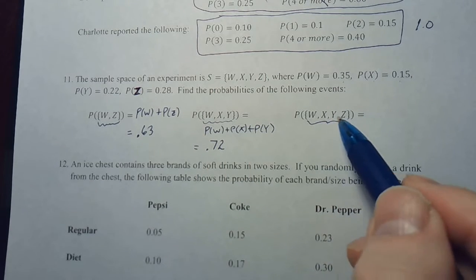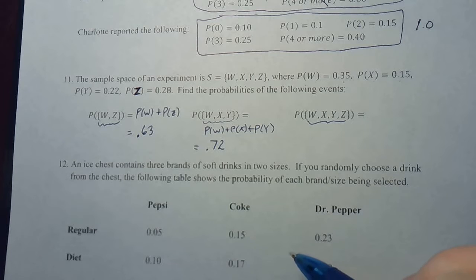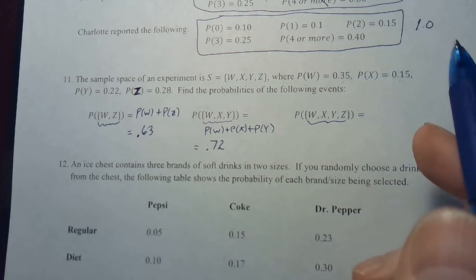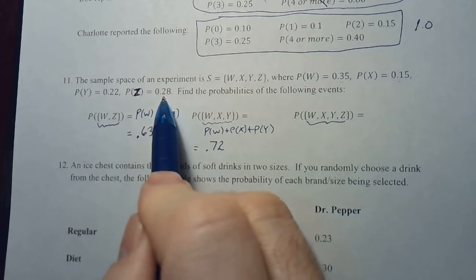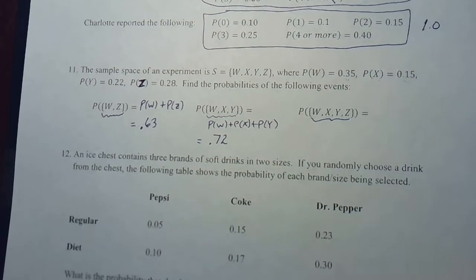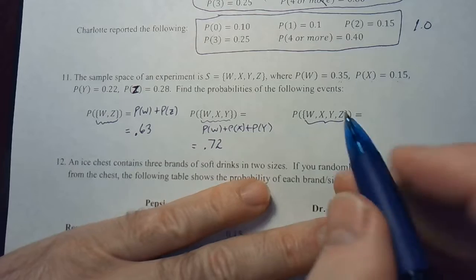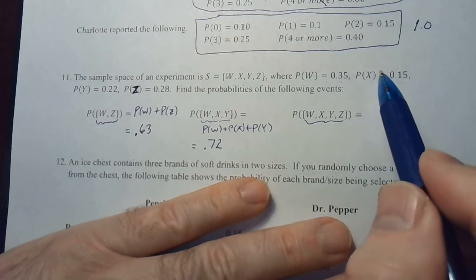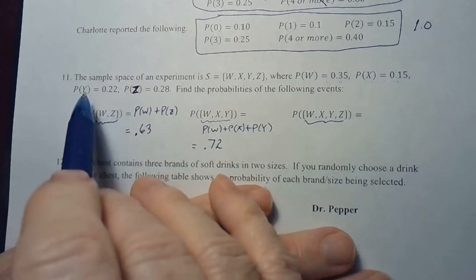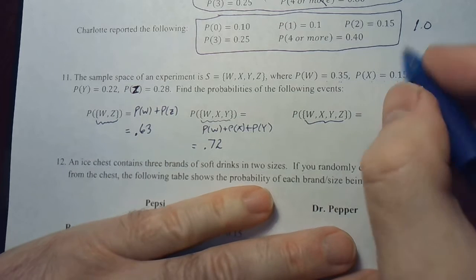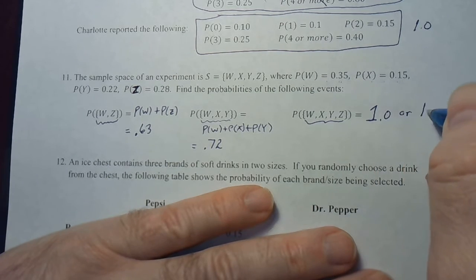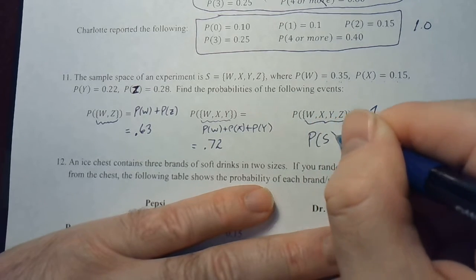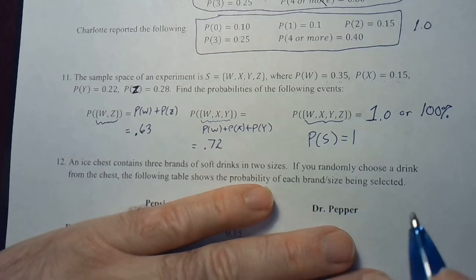Now notice on this third one, the event is the entire sample space. Well, what's the probability that any one of those four occurs? Well, they're the only possibilities there are, which means this will add up to 1, or 100%. So that's equal to the probability of W plus the probability of X plus the probability of Y plus the probability of Z. And that's 1.0 or 100%. Because remember, the probability of the sample space is always equal to 1.